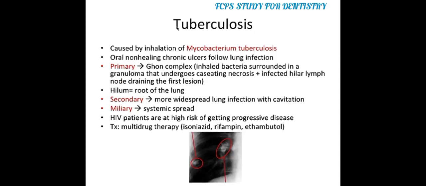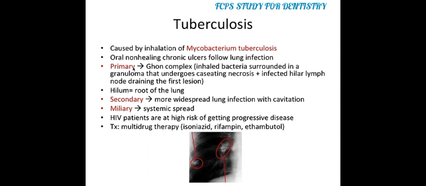Next, we have tuberculosis, and this is caused by inhalation of Mycobacterium tuberculosis. So that makes sense. And remember, syphilis was contact. Now we're talking about inhalation. Tuberculosis is characterized by oral non-healing chronic ulcers following lung infection. And again, we have primary, secondary, and this time miliary instead of tertiary infections with TB.